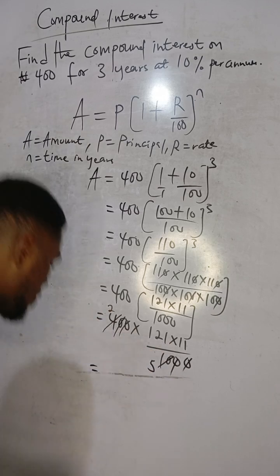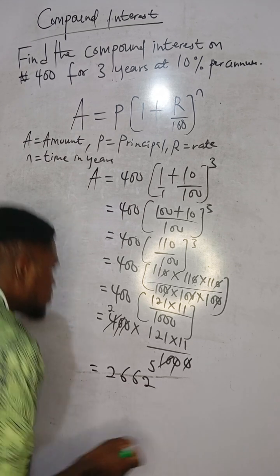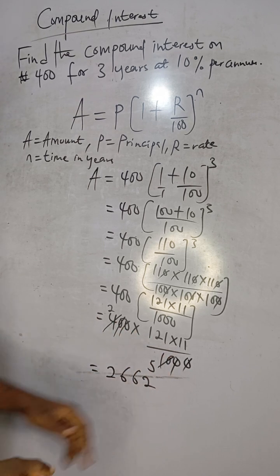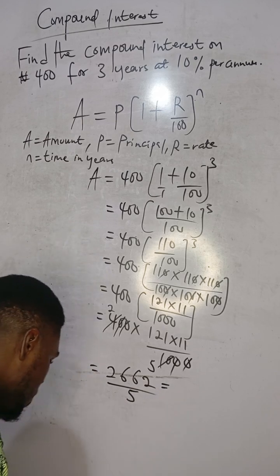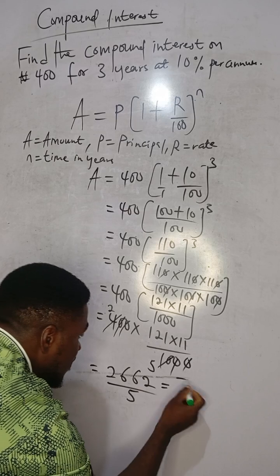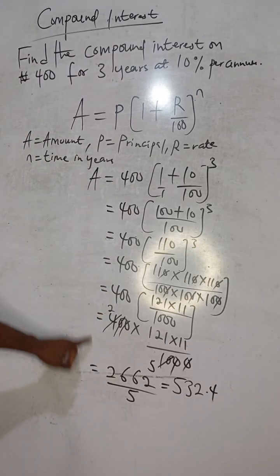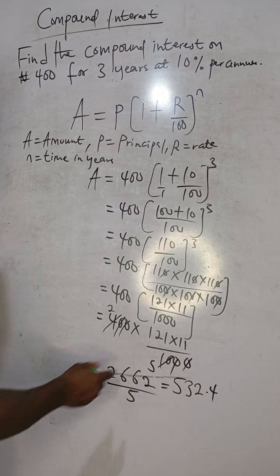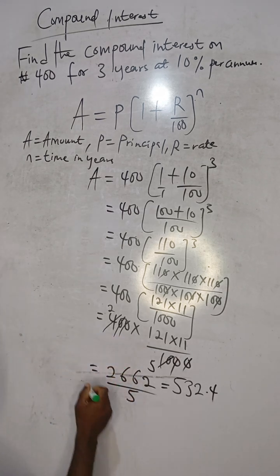When I multiply all my numerator, I'm going to have 2662. When you multiply all your numerator, that is what you're going to have, divided by our denominator, which is now 5, which is going to be equal to, when I divide by 5, 532.4 as my result. Remember that this is the amount I'm looking for. So I have it that A is 532.4. Now, if you can recall, this is the final amount I got when I was working my compound interest. So this is your A.